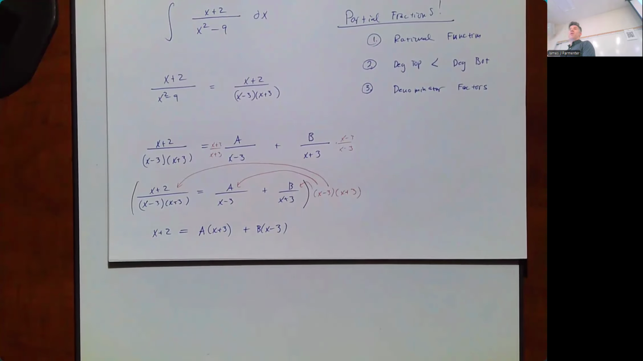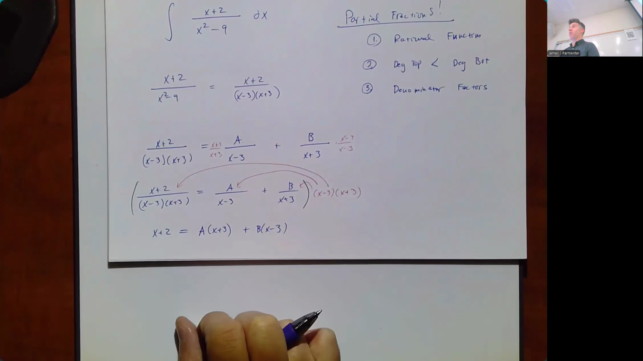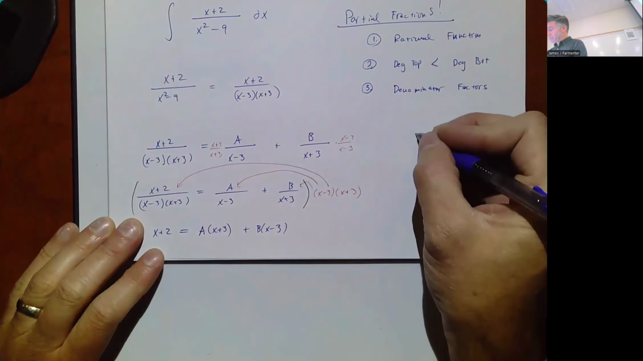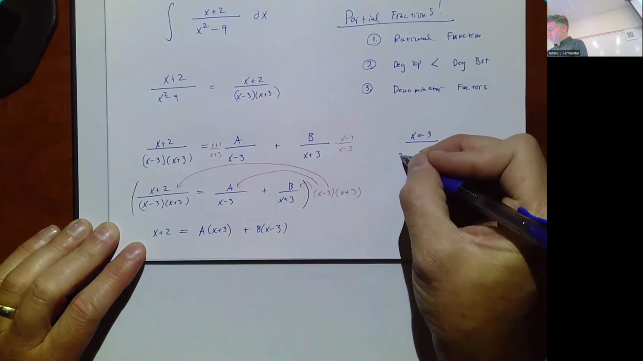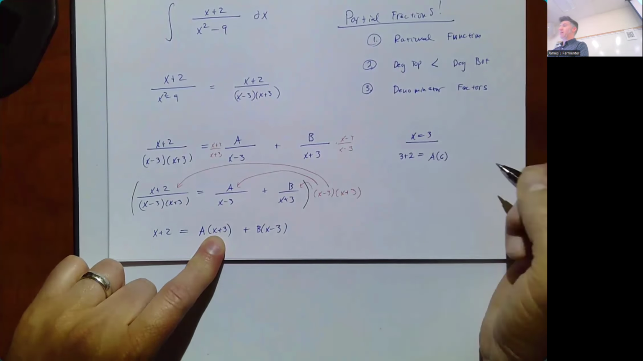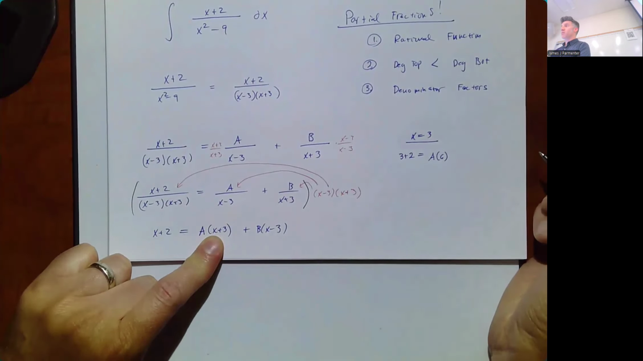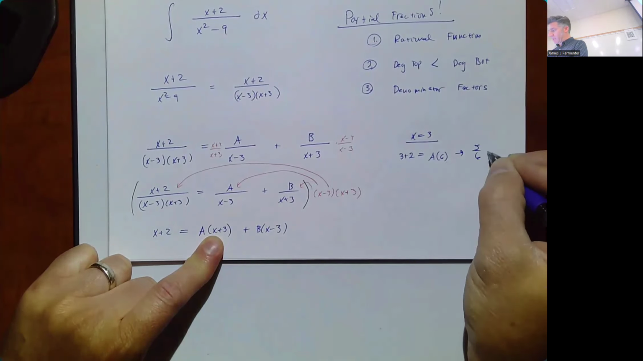There's a couple ways of going about solving for a and b, but the thing I always recommend doing first, before you run out, is using what I call convenient values of x. There are values of x that'll make one of these factors 0. If I pick x equal to 3, on the left-hand side, I get 3 plus 2. On the right-hand side, I get a times 3 plus 3 plus b times 0. And b times 0 is 0. So I get 5 equal to 6 times a, or 5/6 equal to a.